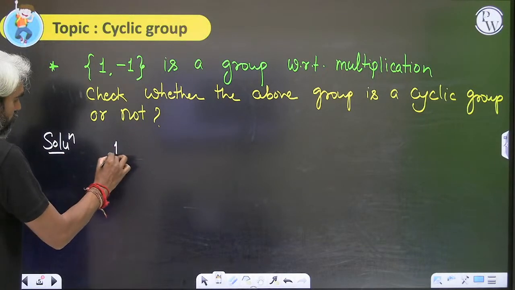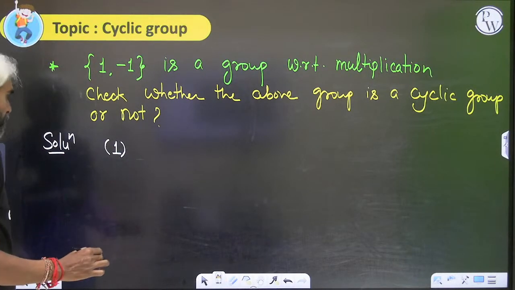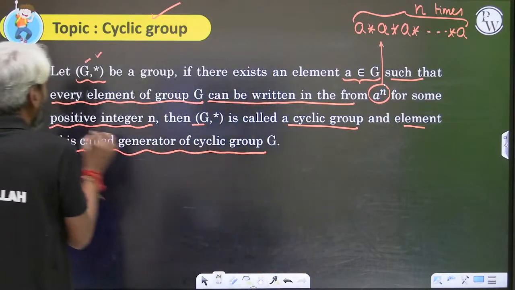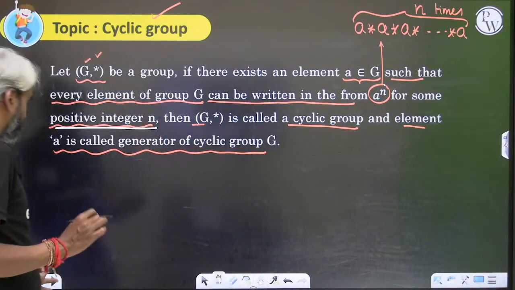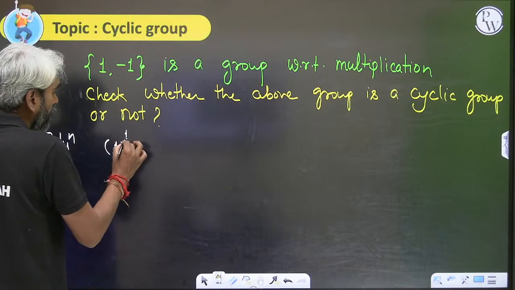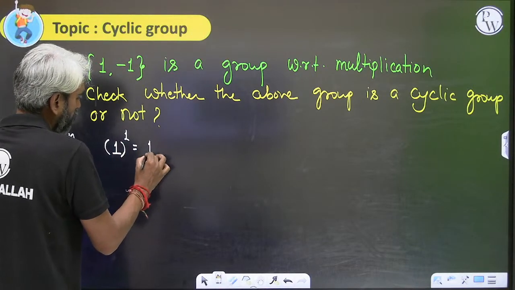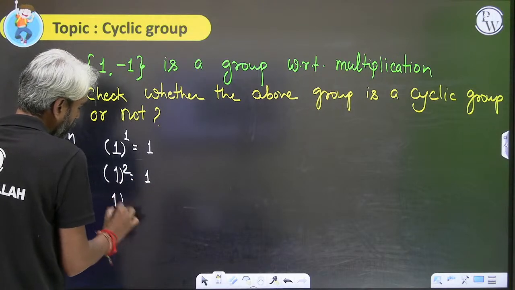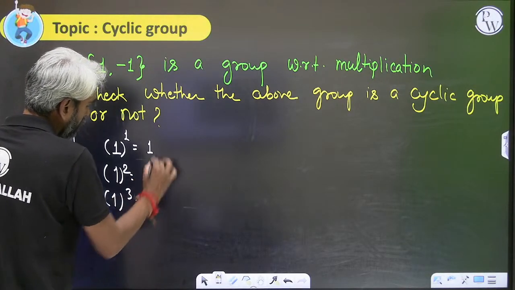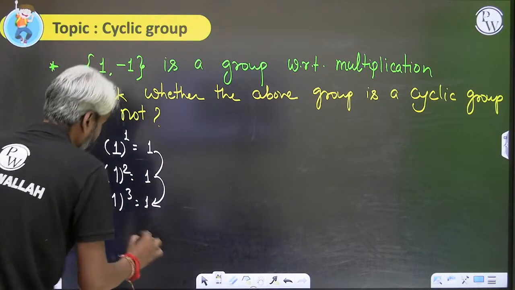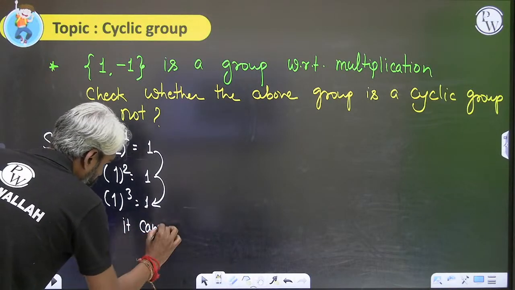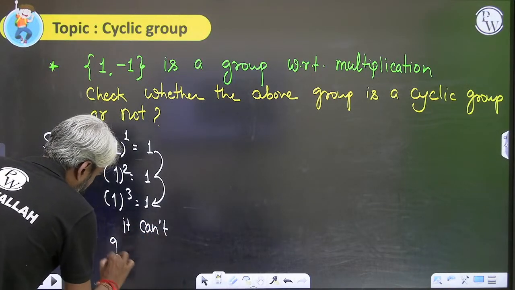If we start with 1, then for some positive integer n, please remember that this n has to be 1 or greater than 1 because we are saying for some positive integer n. So 1 raised power 1 will be equal to 1. 1 raised power 2 will also be equal to 1. 1 raised power 3 will also be equal to 1. You need to understand that it can never generate minus 1. It cannot generate minus 1.